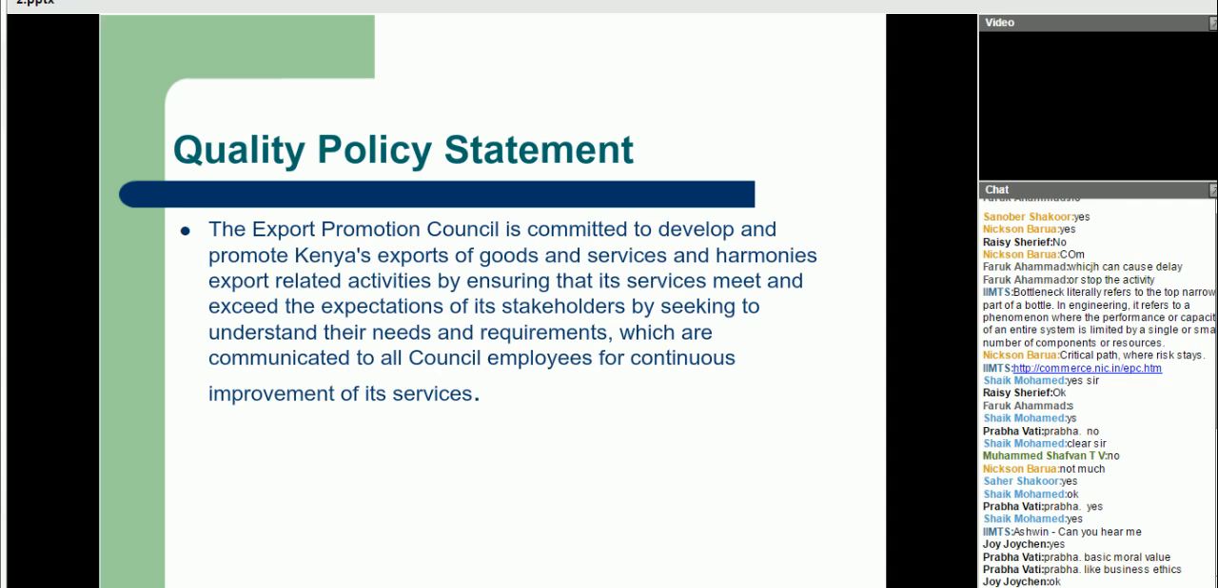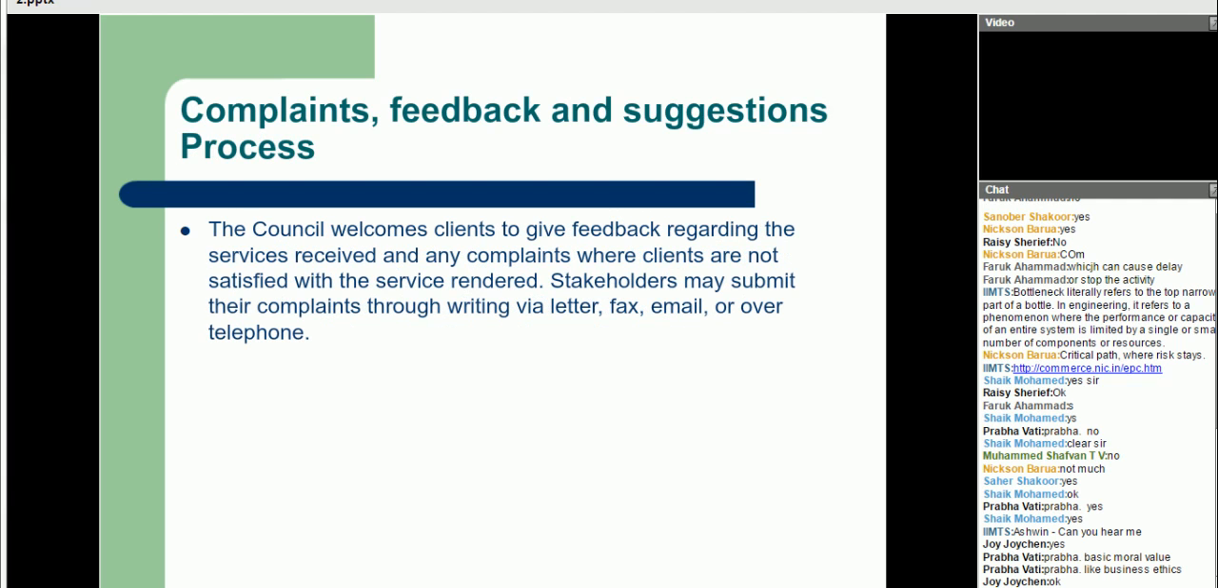Quality policy statement. The Export Promotion Council is committed to develop and promote Kenya's export of goods and services and harmonize export-related activities by ensuring that its services meet and exceed the expectations of its stakeholders by seeking to understand their needs and requirements, which are communicated to all council employees for continuous improvement of the service. So this is the quality policy statement of the EPC of Kenya. Right, then we have the complaint, feedback and suggestion process. The council welcomes the clients to give their feedback regarding the services received and any complaint where clients are not satisfied with the services given. Right, the stakeholders may submit their complaints through letters, fax, emails or over the telephone.